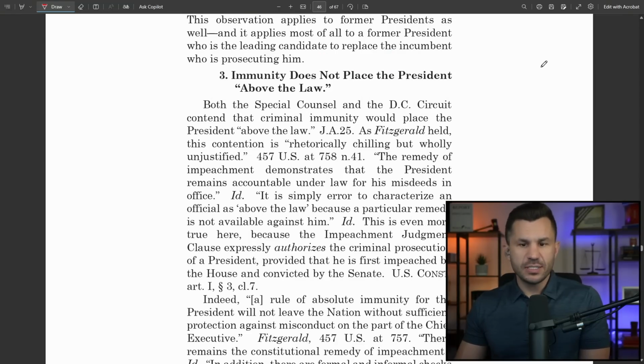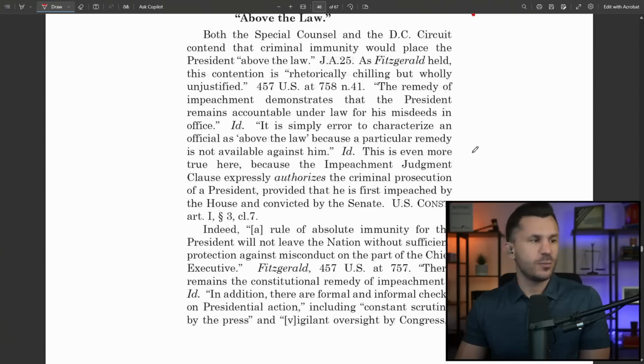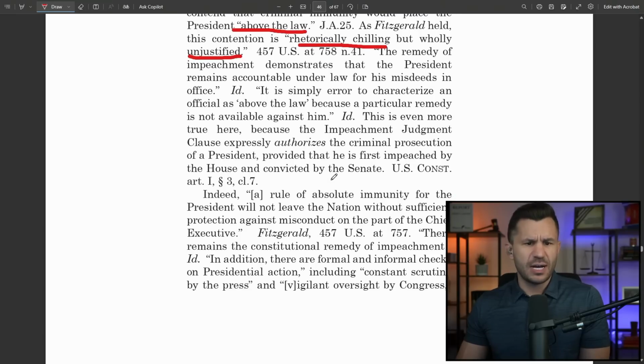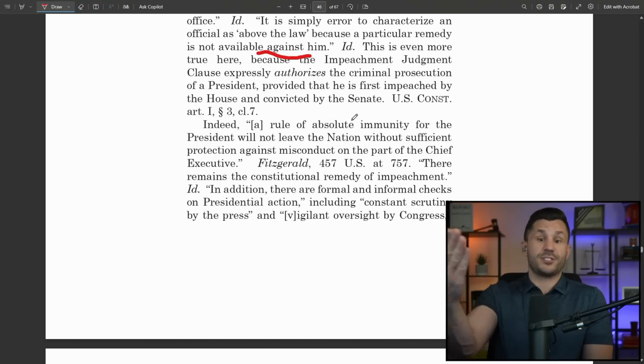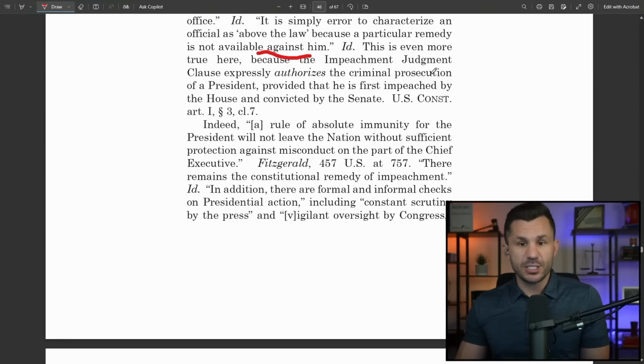Now, immunity does not actually place the president above the law, no matter how hard they hyperventilate otherwise. Jack Smith, Chutkin, and everyone else, they cry that immunity would place the president, quote, above the law, and no one's above the law. As Fitzgerald said in that opinion, this contention is rhetorically chilling, but it's wholly unjustified. The remedy of impeachment demonstrates the president is accountable for his misdeeds. It's simply error to characterize that someone's above the law because a particular remedy is not available against him. This is even more true here. The impeachment judgment clause explicitly authorizes, literally, it permits criminal prosecution of a president if he is impeached and convicted.